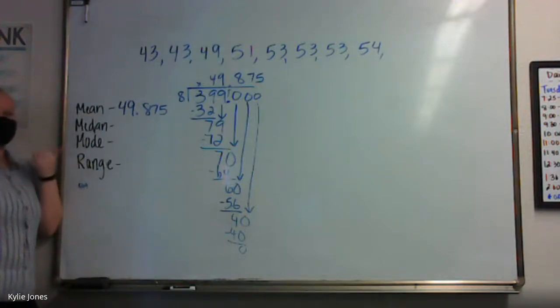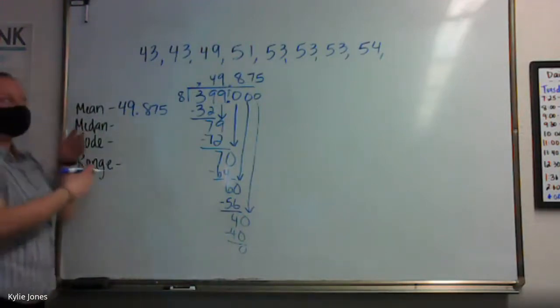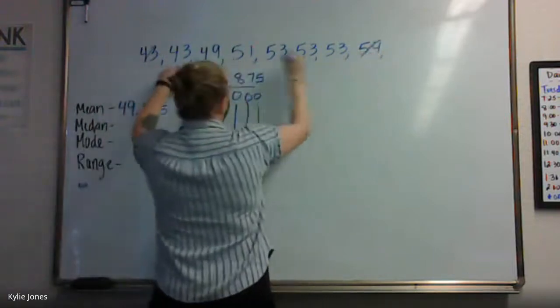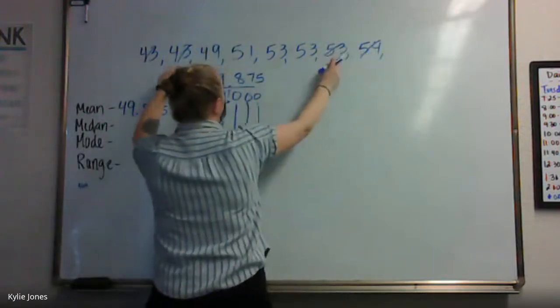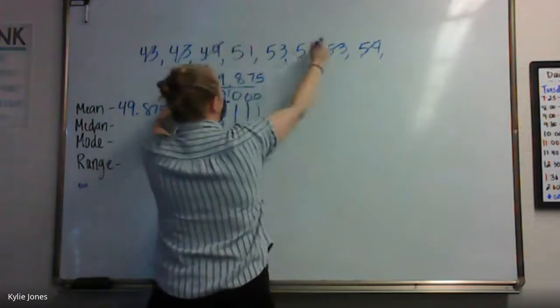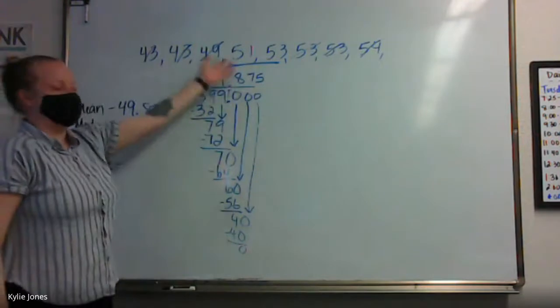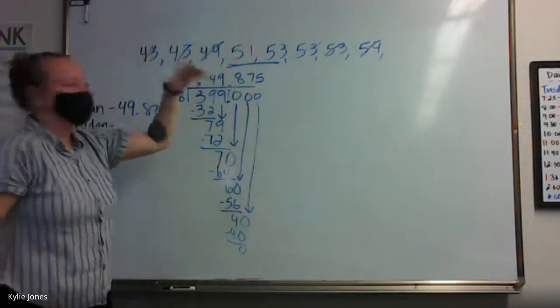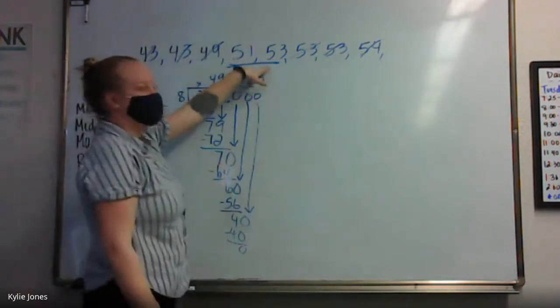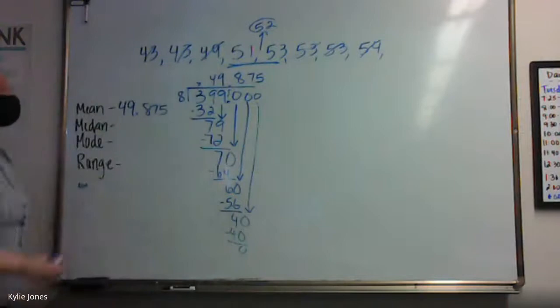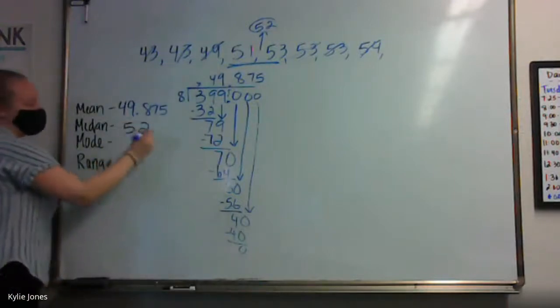Let's do the median. How do I do the median? See what's in the middle, cross them out. So let's start with 43 and 54. Move it in, 43, 53. And again, 49 and 53. We're left with two numbers in the middle. When you see two numbers, I like to just look at them first. What is directly in the middle of 51 and 53? 52. Good. 52 is your median, directly in the middle.